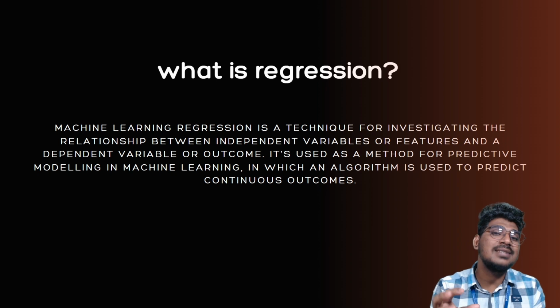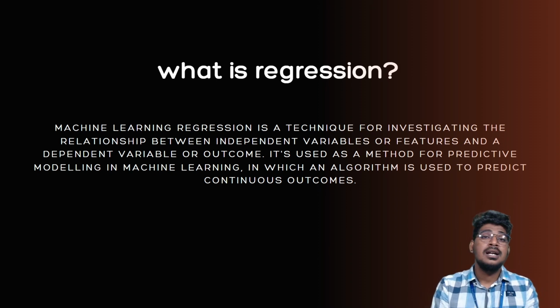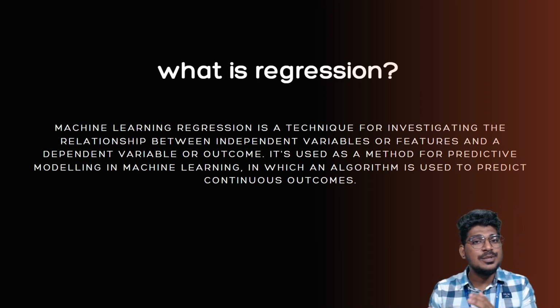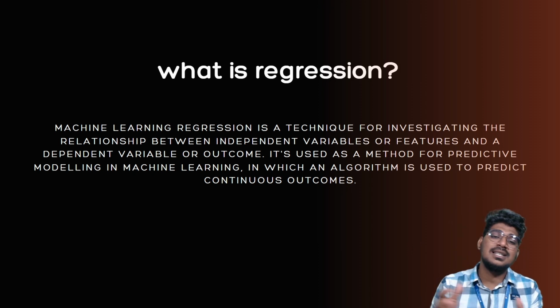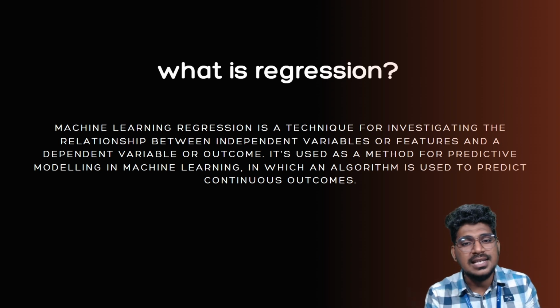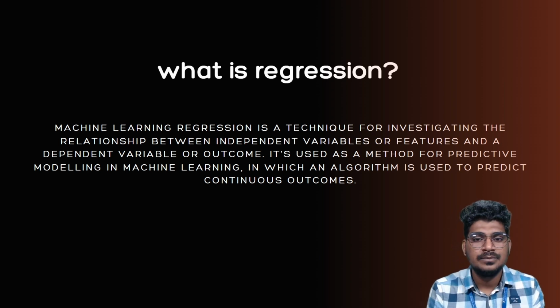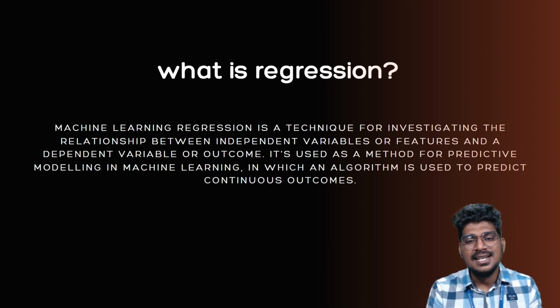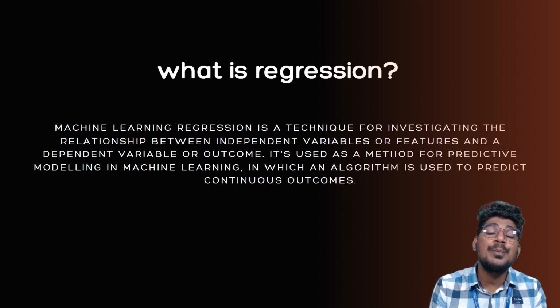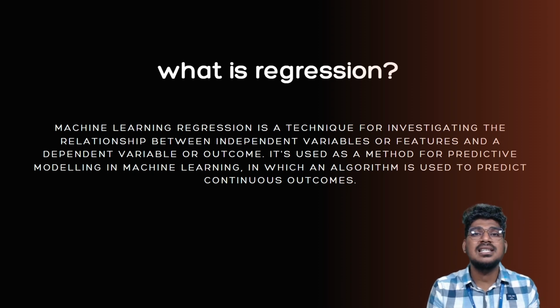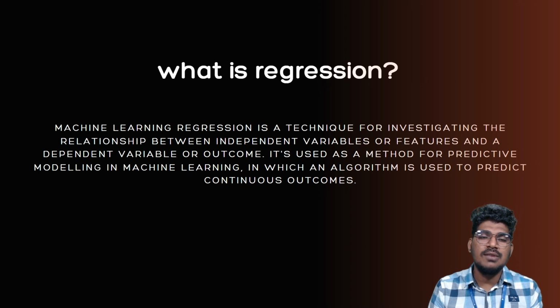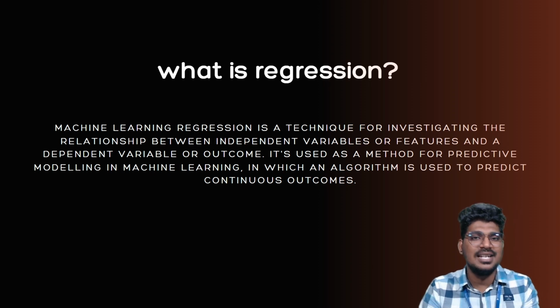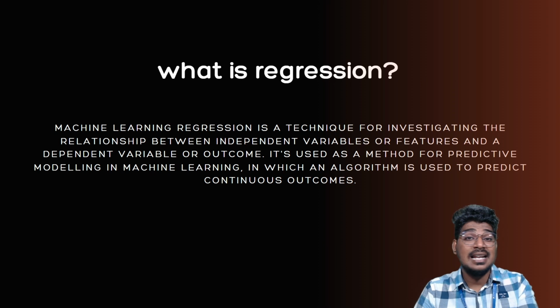So what is the meaning of regression in this sense? It is the technique used for investigating the relationship between the independent data and the dependent data, that means features and the outcome. It is used as a method for building a predictive model in machine learning, in which the algorithm is used to predict a continuous outcome. That means a regression problem is always about how much and how many, not a classification problem.